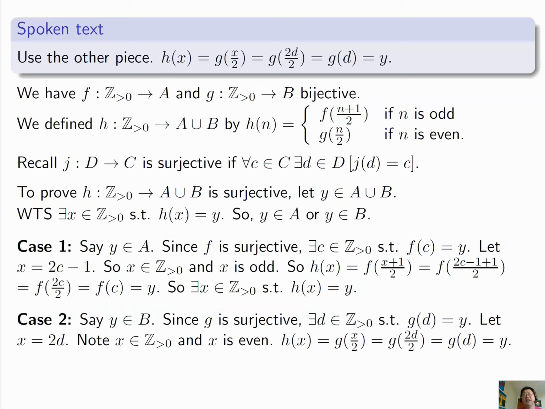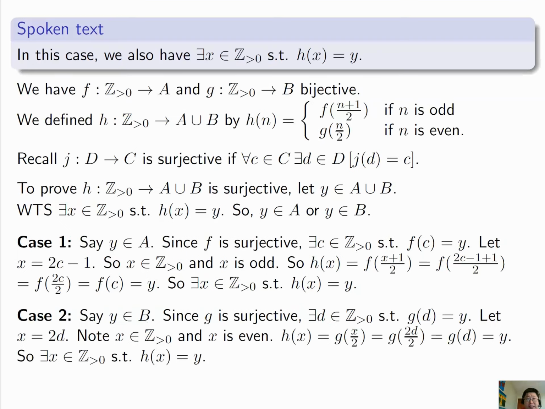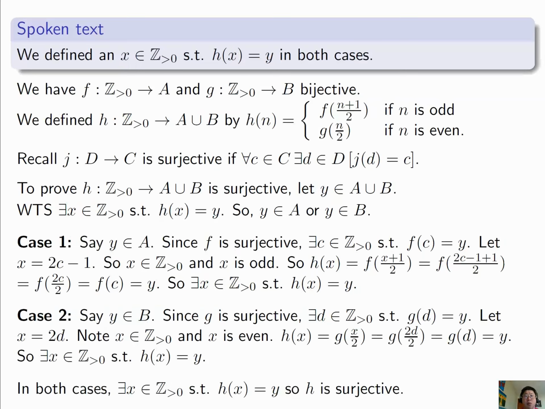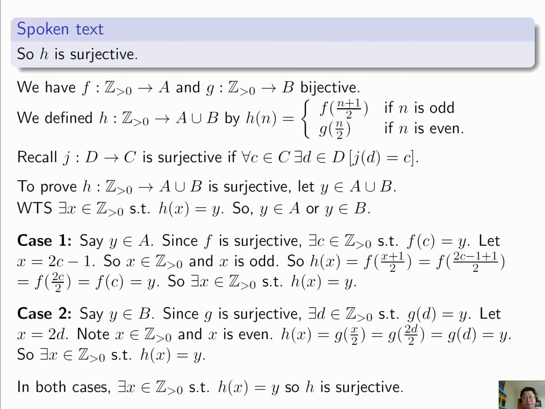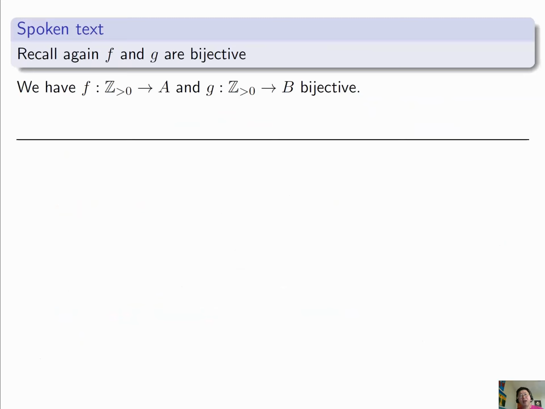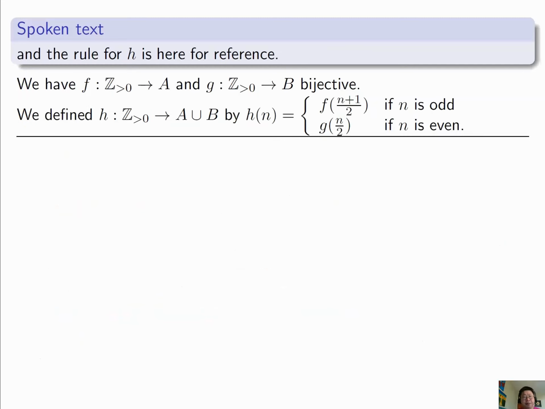Use the other piece. h of x equals g of x over 2 equals g of 2d over 2 equals g of d equals y. In this case, we also have there exists a positive integer x such that h of x equals y. We defined an x in the set of positive integers such that h of x equals y in both cases. So h is surjective. Recall again, f and g are bijective, and the rule for h is here for reference.